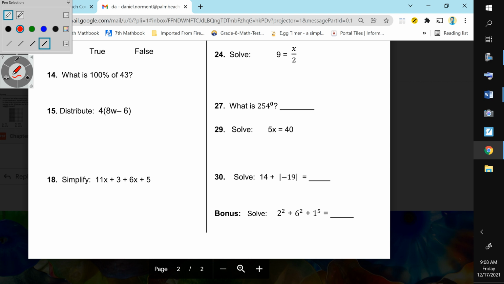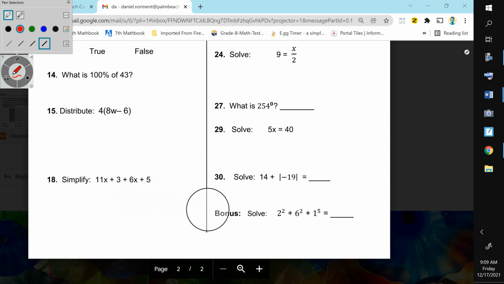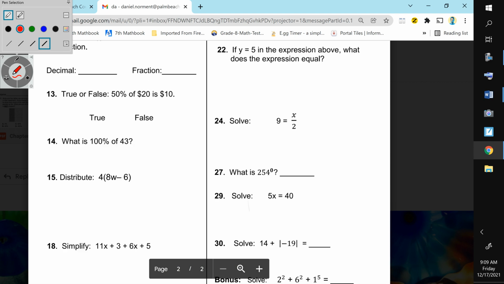Number 18. You need to add those two, and then add those two, and that's it. That's all you can do. You have to combine like terms. If you want to see an example, 3x plus 4 plus 5x, that's going to be 8x, and then plus 4, and that's it. I can't go any further. Okay? So how I did that is exactly how you do number 18.